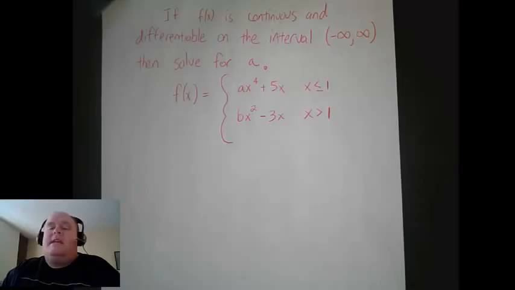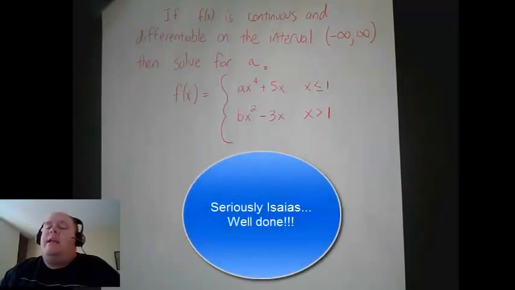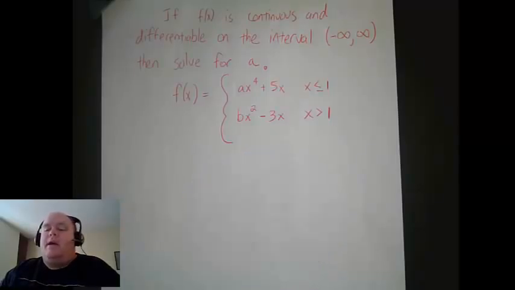It reads like this. It says, if f of x is continuous and differentiable on the interval negative infinity to positive infinity, then solve for a. So they give us f of x. The tricky thing here is that it's a piecewise function and the leading coefficients are given to us in terms of variables. So this is kind of a tricky question. It's something we can definitely solve, though. We just have to have an understanding of what's going on here.